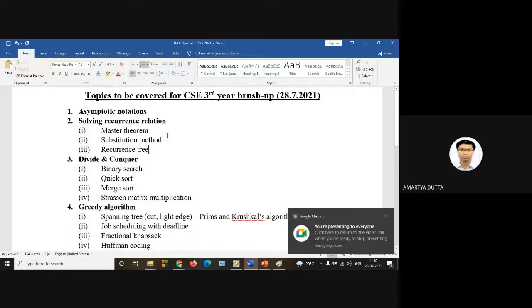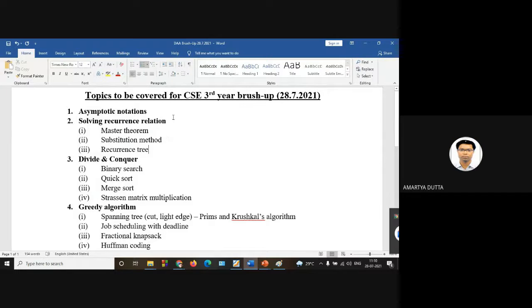Okay, so first, this is the actual syllabus for algorithm. First we have to learn the asymptotic notation, how to analyze a given algorithm. Then solving the recurrence relation. There are three techniques. The very first one is the substitution method, then the recurrence tree, and finally the master theorem. Master theorem is a very restricted way to solve recurrence relations.